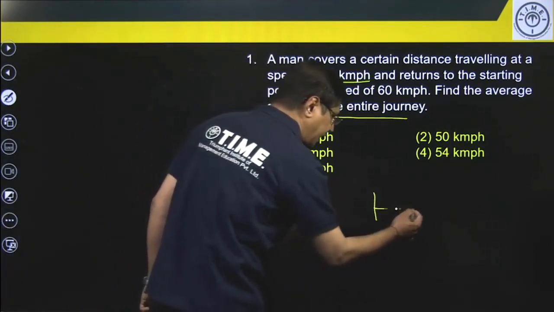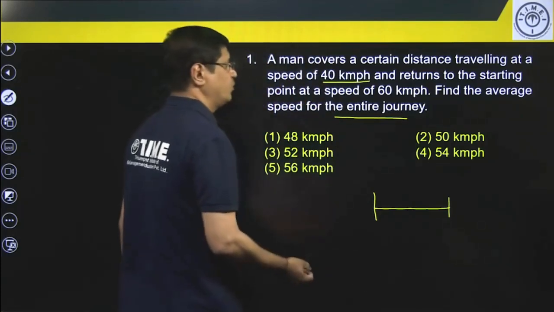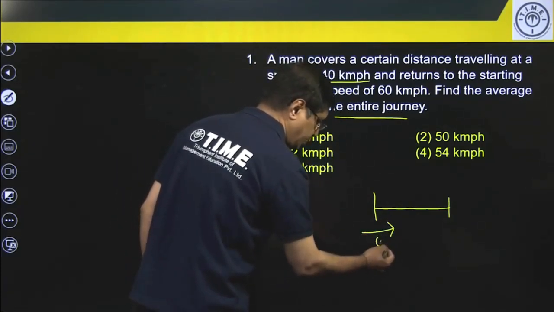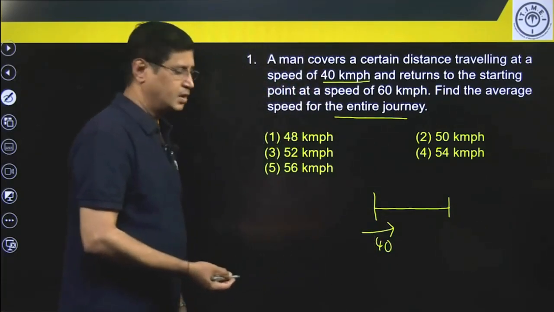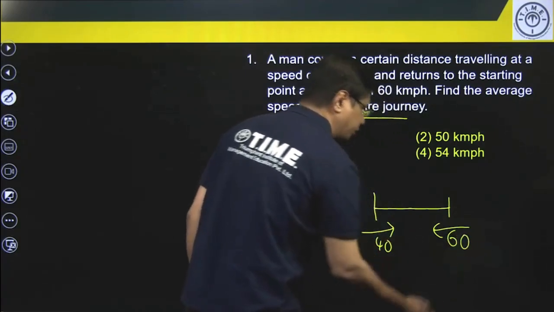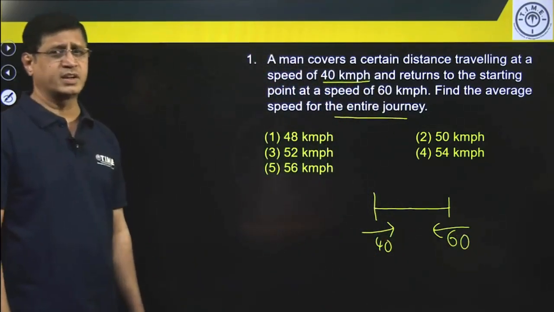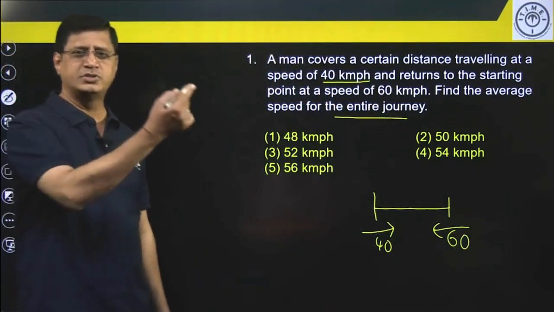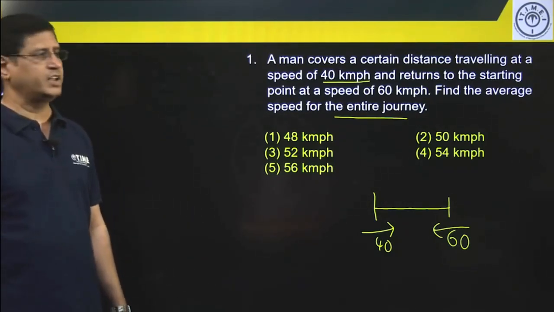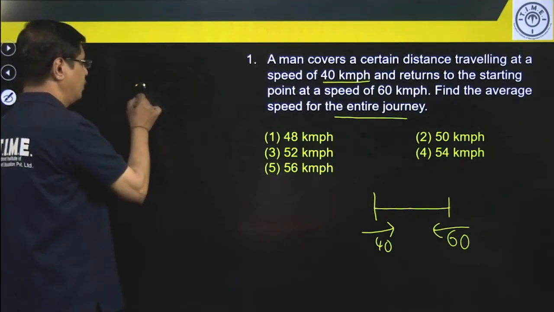Moving from one place to the other place with a speed of 40 km per hour is the forward journey. And what about the return journey? The return journey is covered at 60 km per hour. What is the condition here? The forward journey and the return journey distances are both the same, equal. When these two are equal, we can apply the logic.